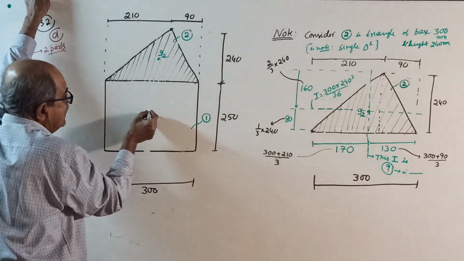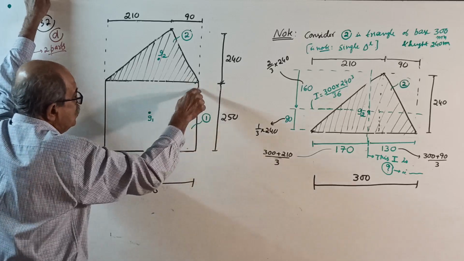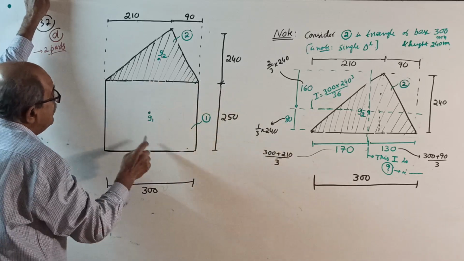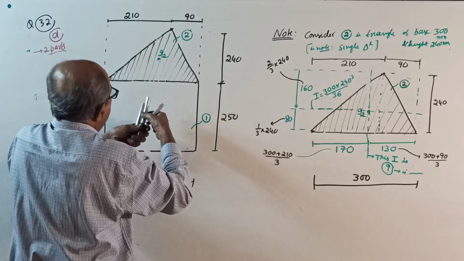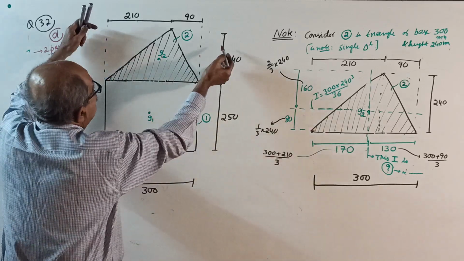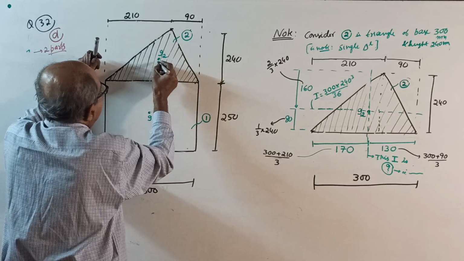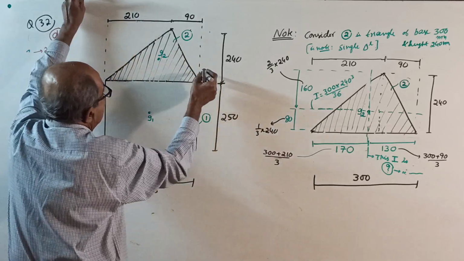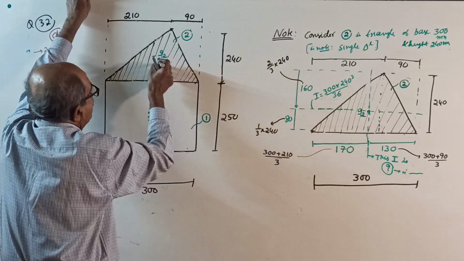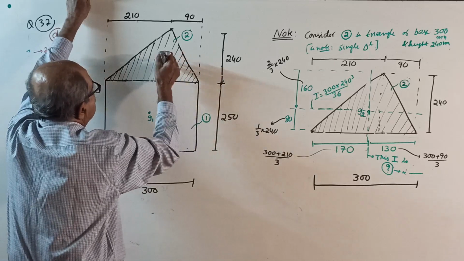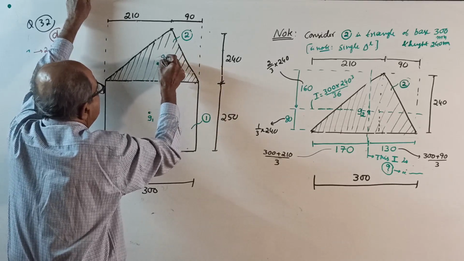This centroid G1, everybody knows, 300 means 300 by 2, 300 by 2. 250 means 250 by 2, 250 by 2. This should have come a little lower. I don't know why I shifted it so far up, because I first took it at an upper level, then I forgot to change it. Okay. G2, I'll mark here, 240. This is your G2. I'll put G2 here. See? G2 here. This is G2.